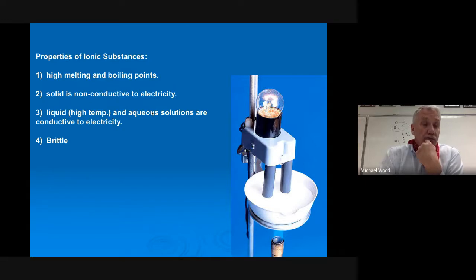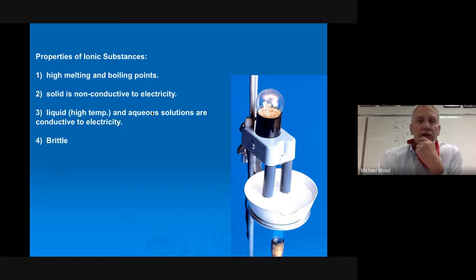And then they're brittle. So here's properties, and this is one thing that I did in first year chem, and I did in our class too: I had the light bulb apparatus. I put the two little probes in the solid, and the light bulb wouldn't light up. But if I put them in a solution or if it was melted, the light bulb would light up. Okay, so properties of ionic substances.